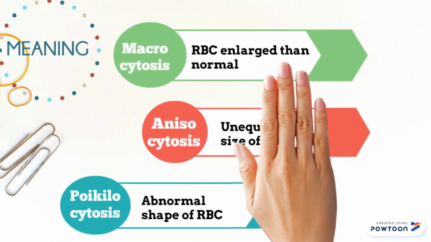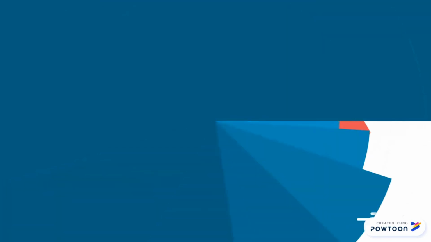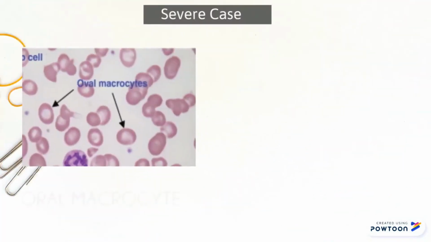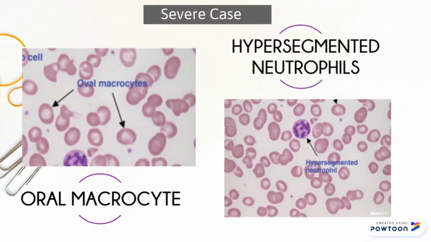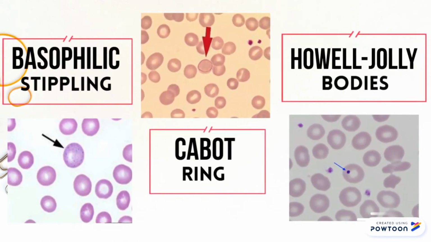Macrocytosis is the enlargement of red blood cells from the normal. Anisocytosis is the condition where the red blood cells have unequal size, and poikilocytosis is the condition where the red blood cells have abnormal shape than usual. In severe cases, the blood smear may show oval macrocytes, hypersegmented neutrophils, basophilic stippling, Cabot rings, and Howell-Jolly bodies.